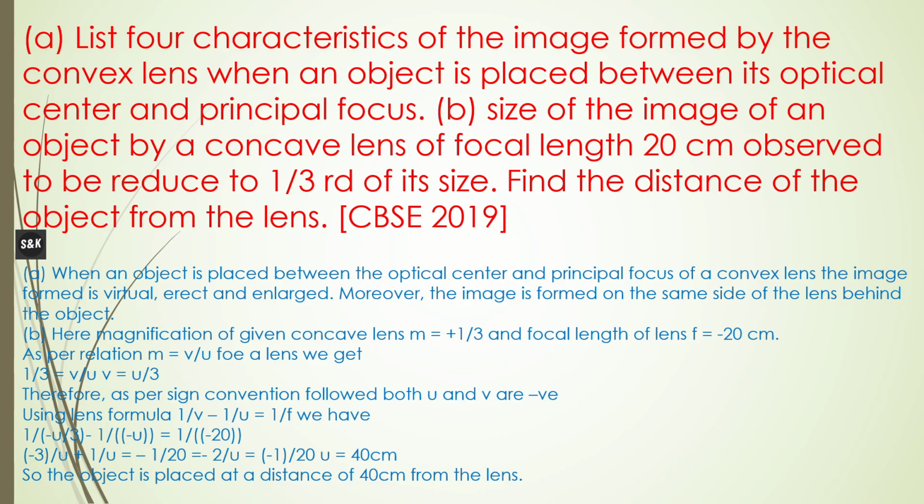As per the relation m equals v upon u of a lens, we get 1 by 3 equals v upon u, where v equals u by 3. Therefore, as per the sign convention followed, both u and v are negative. Using the lens formula, minus 1 by v, with v equals minus u by 3 and f equals minus 20, we will get the value of u as 40 centimeter. So the object is placed at a distance of 40 centimeter from the lens.